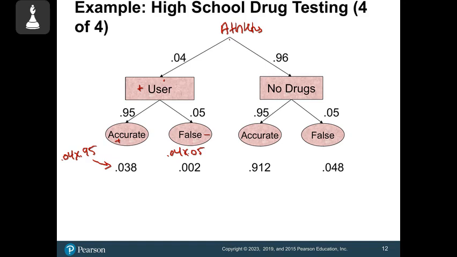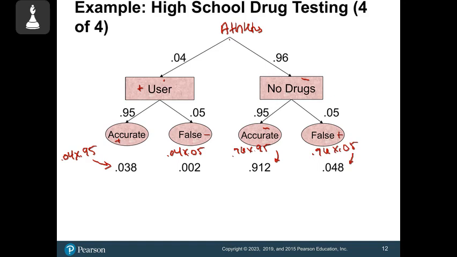Now, on the non-drug user side, we've got 96% of our athletes. The test will be accurate 95% of the time. So 0.96 times 0.95 is going to give me this. The test will come back negative correctly for 91.2% of my athletes. But we have this group over here that are going to come back as positives when they shouldn't. So 0.96 times 0.05 gives me 0.048. And these are going to be my false positives.